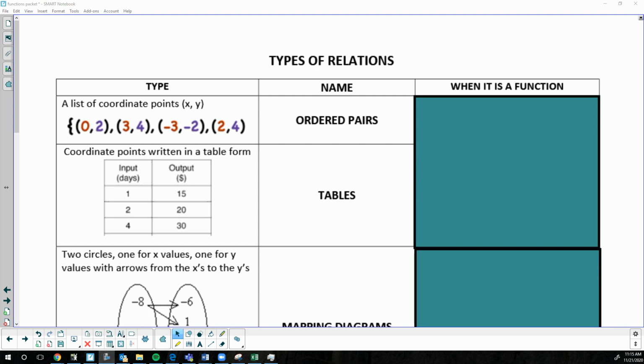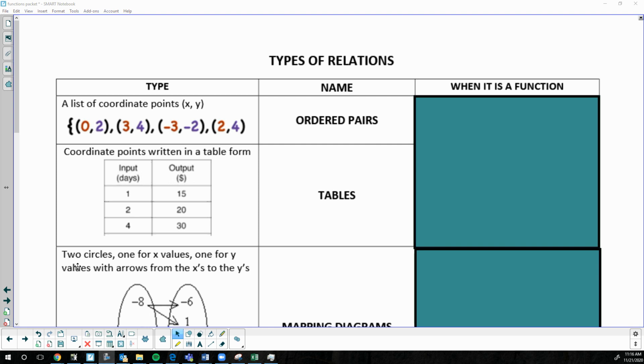Alright, class, these are our notes on types of relations. It should be page 1 in your functions packet. We're going to go through these notes. So all of these in the first column are types of relations. Relations are basically a situation where you have two variables. There's an x and a y, an a and a b, and what's happening between the x and the y.